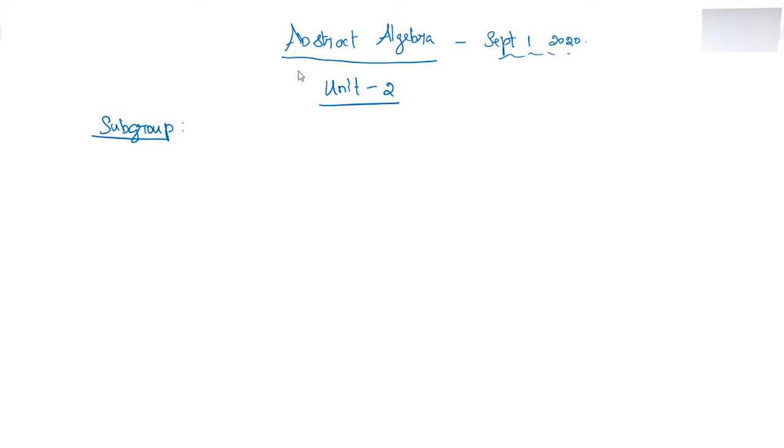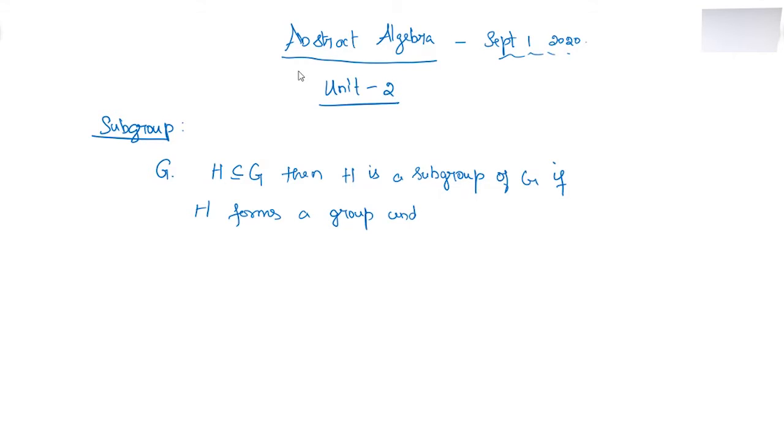It's nothing simple. A group G is there. You have to find a subset H of G. H should be a subset of the group G. Then H is said to be a subgroup. We can say H is a subgroup of G if H forms a group under the same operation of G.